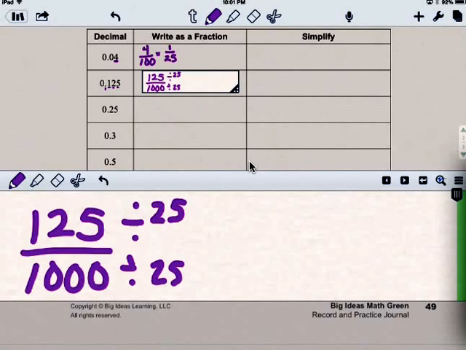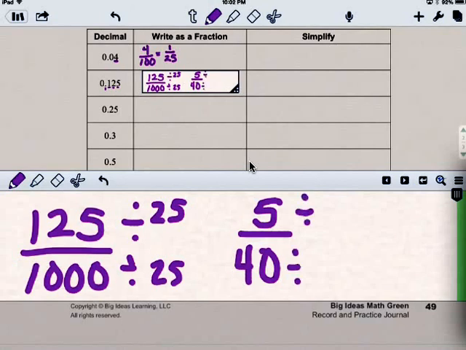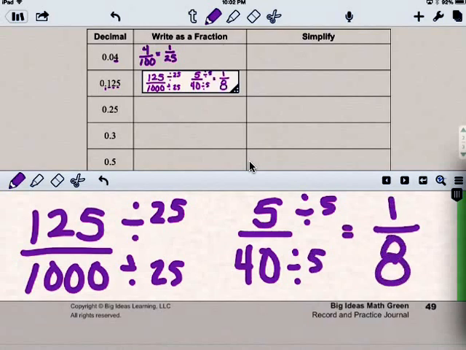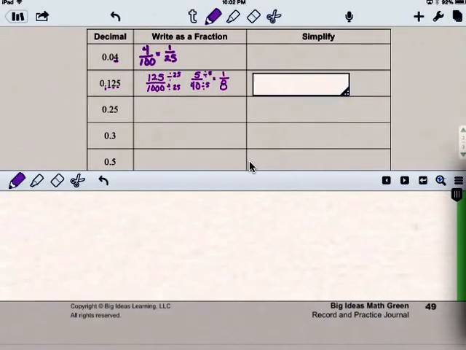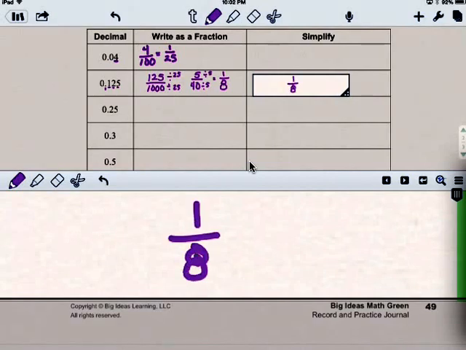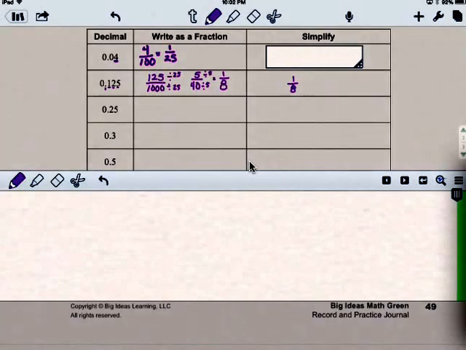So 125 divided by 25 is 5, and then 1,000 divided by 25. Well, 25 goes into 100 4 times, so it will go into 1,000 40 times. And then 5 and 40, I recognize as sharing a common factor of 5, and I would get 1/8. So as a fraction, 125 thousandths can be written as 1/8, and 4 hundredths can be written as 1/25.